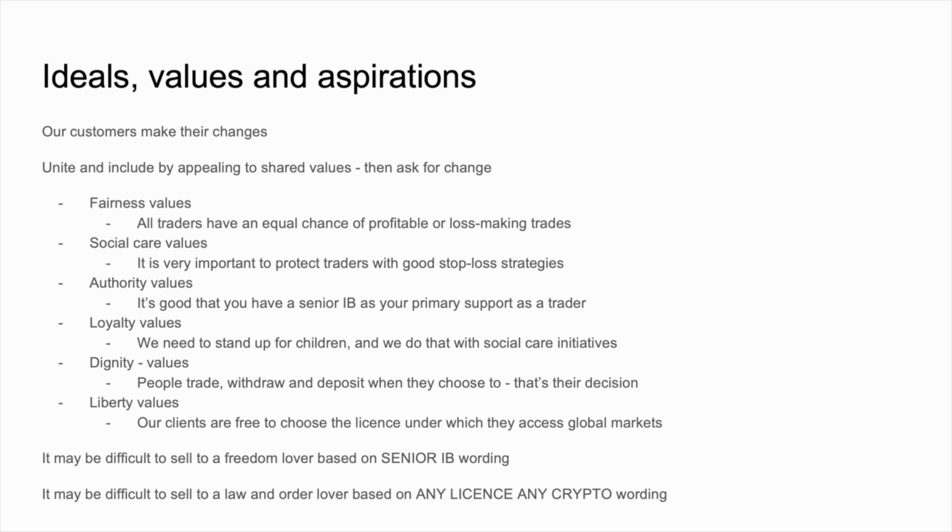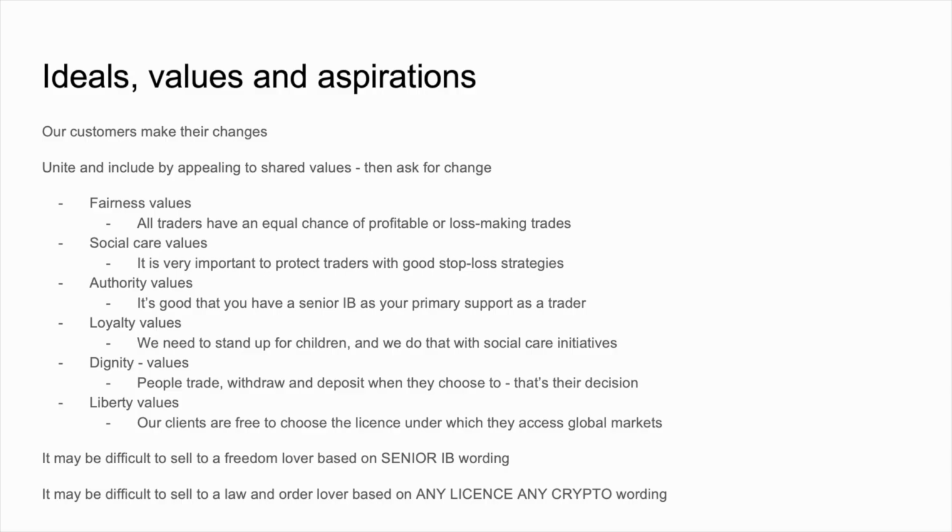Authority values. So some people will like it if you say that you have a senior IB who reports to you as your primary support as a trader. Now, that type of hierarchical message may very well resonate with people who have authority values that are very, very strong. So that can help in that situation. Some people have loyalty values. We need to stand up for children, and we do that with social care initiatives. So that's nice. That's a good message along those values.